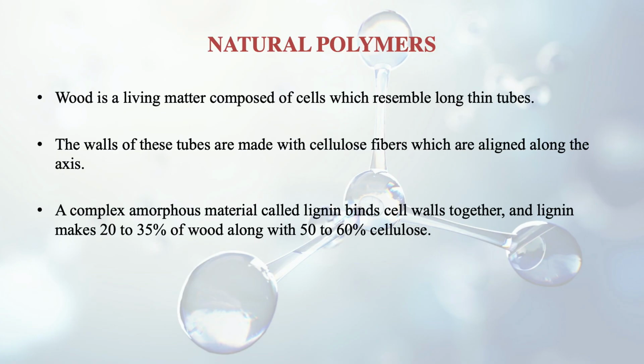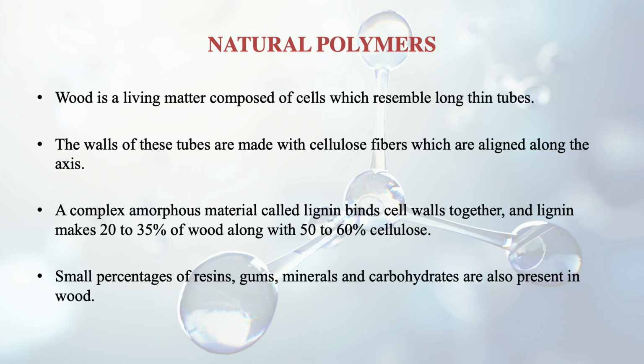In the case of wood, it will bind those cellulose fibers, and lignin makes up 20 to 35% of the wood, meaning the binder is 20 to 35%, along with 50 to 60% of cellulose. So when both these things are there, cellulose plus lignin in a certain percentage, then it is a whole wood. Small percentages of resins, gums, minerals and carbohydrates are also present. So other things are also there, but in very small percentage.